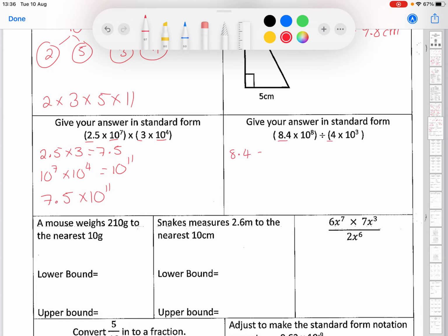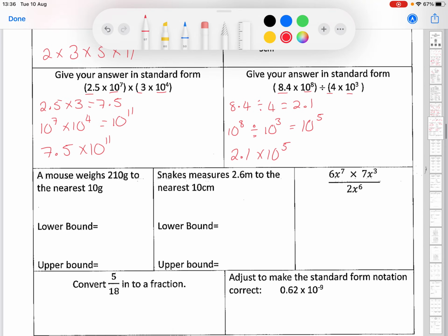When we're dividing, very similar, we're going to divide our numbers. So we're going to do 8.4 divided by 4, which is going to be 2.1. Then we're going to divide our powers. So we've got 10 to the power of 8 divided by 10 to the power of 3. When we're dividing, we subtract our powers. So we've got 8 take away 3, which is 5. So we can then bring it together. So 2.1 times 10 to the power of 5.